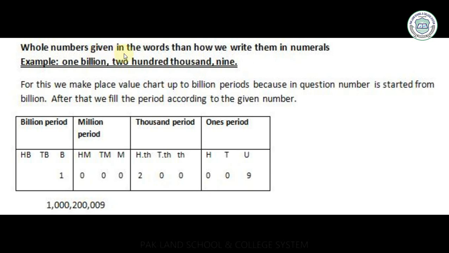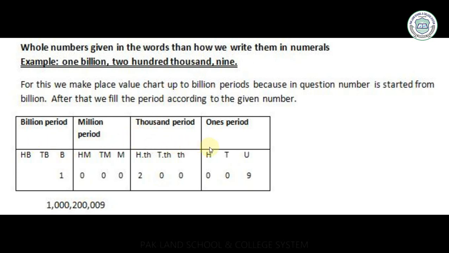Whole numbers given in words: how do we write them in numerals? For example, 1,200,009. For this we make a place value chart up to billion periods, because in the question the number starts from billion. After that we fill the periods according to the given number.